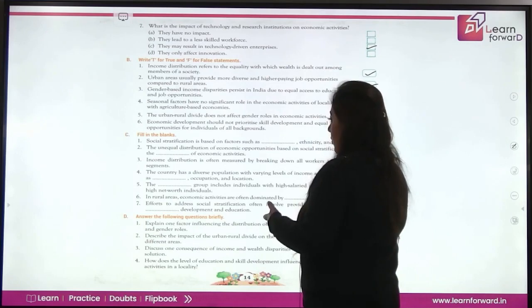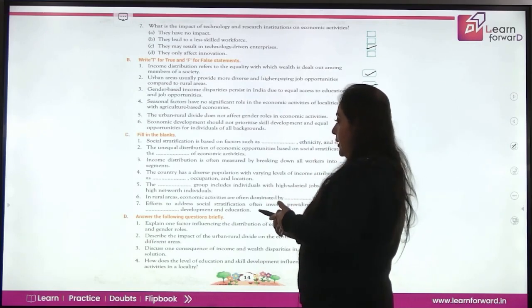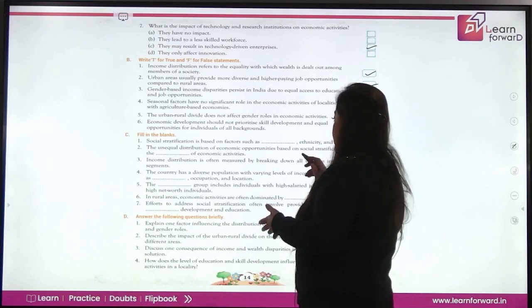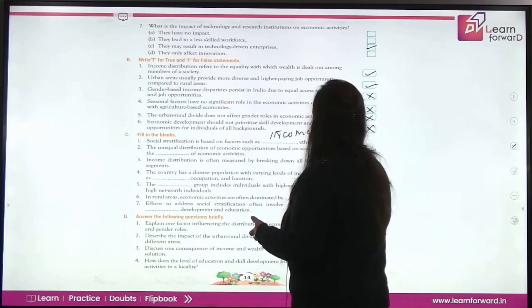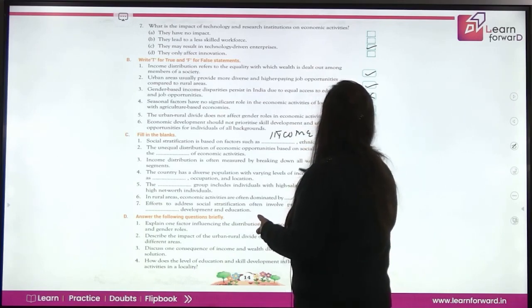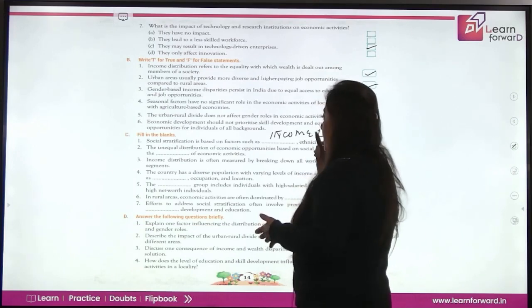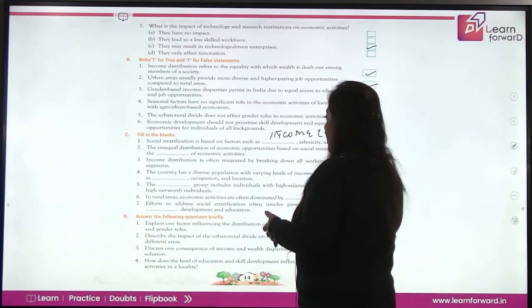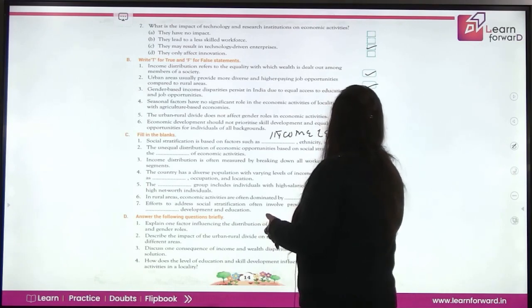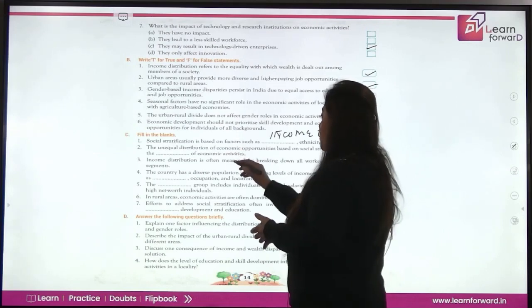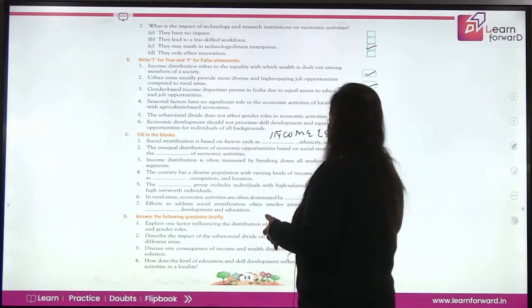Now let us come to the fill in the blanks. Social stratification is based on factors such as income level, ethnicity, and social class. The unequal distribution of economic opportunity based on social stratification is known as the distribution of economic activities, right? Then next is, income distribution is often measured by breaking all the workers into 5 segments, right?